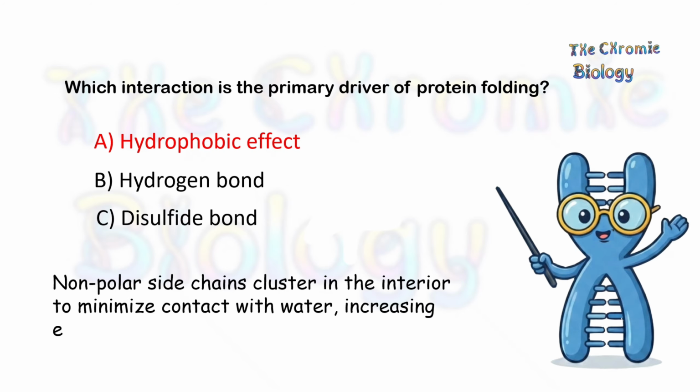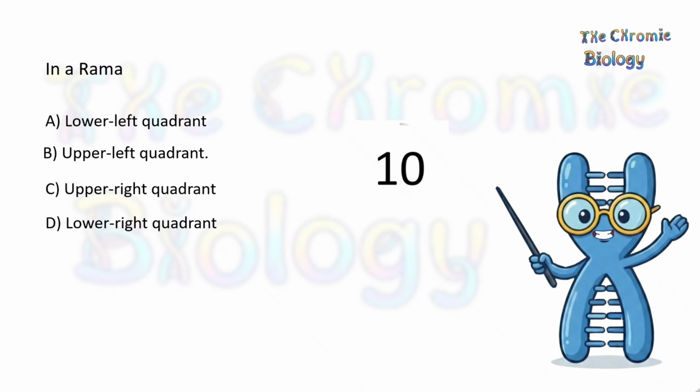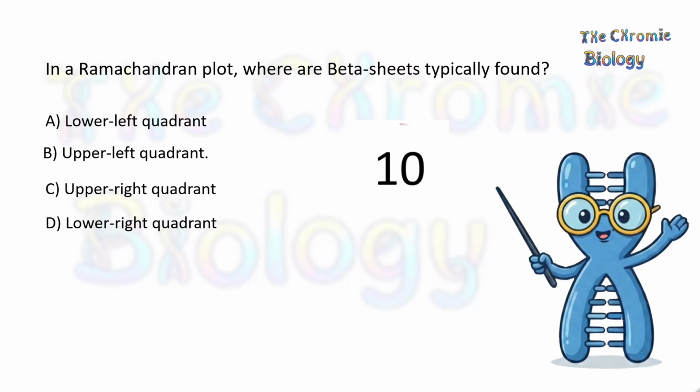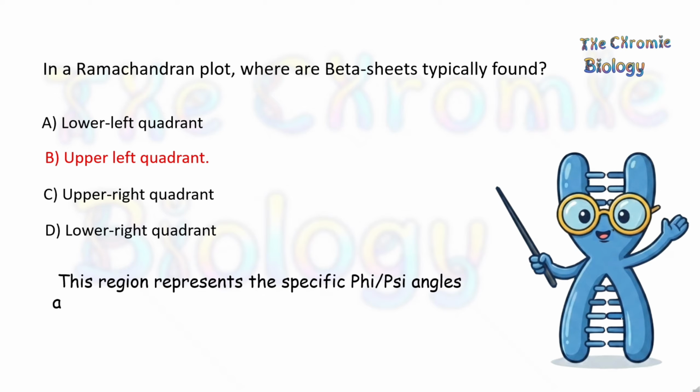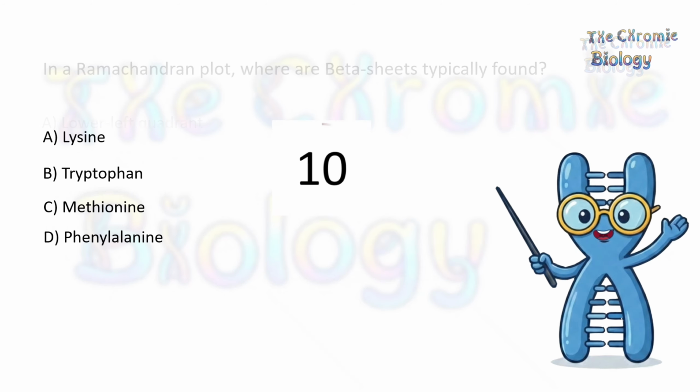In a Ramachandran plot, where are beta sheets typically found? Here is your countdown. The answer is the upper left quadrant, because this region represents the specific phi psi angles allowed for extended beta strand conformation. Which amino acid is a precursor for serotonin?